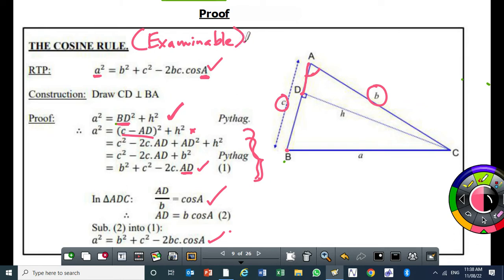Okay? It can come in an examination. Prove that a squared is equal to b squared plus c squared minus 2bc cos A. Now, sometimes they'll give you a hint by giving a diagram, or as teachers will give you a diagram, just to guide you a little bit. And then you are done. Okay? So it's not complicated.